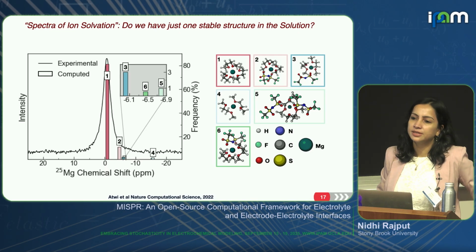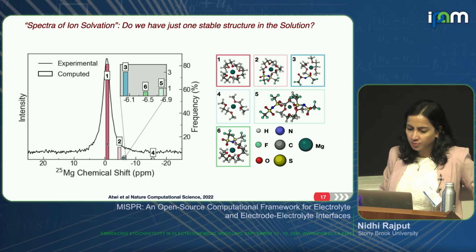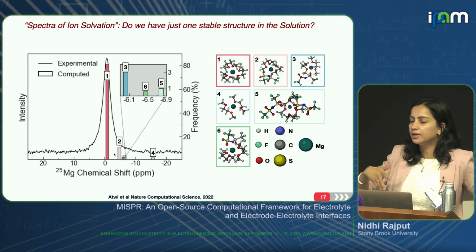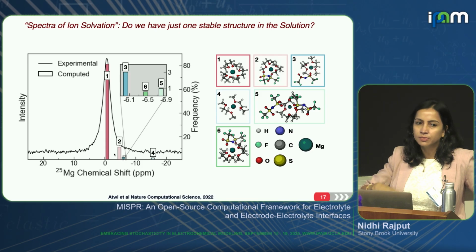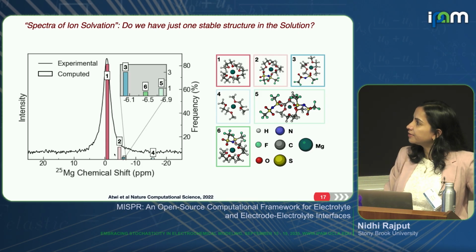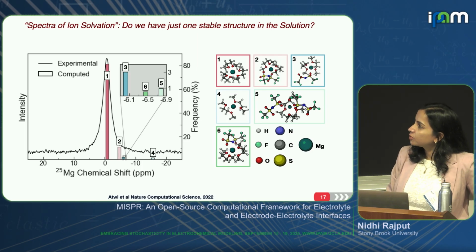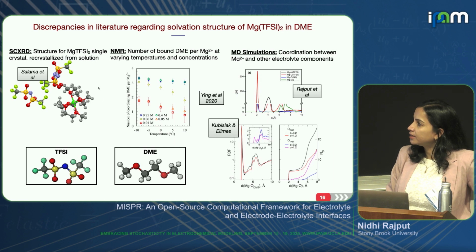So the black curve here is the experimental spectrum, and the colored bars are the computationally predicted NMR chemical shifts. The top structure here is where we are forming solvent-separated ion pairs, and the predicted chemical shifts match exactly with the center of the experimental spectrum. So great, we were able to identify this most stable structure, which has a probability of occurrence of more than 80%, and it's the same structure which was previously reported by the SCXRD experiments.